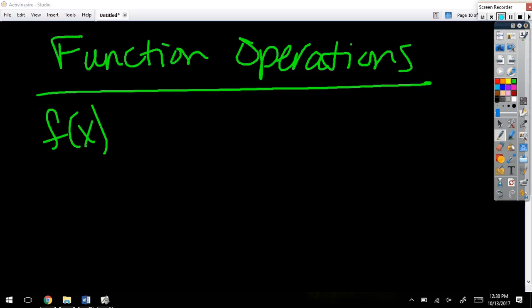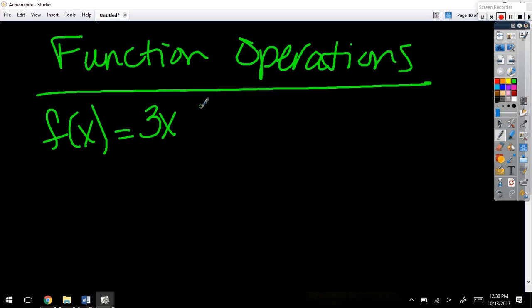Function operations. We're going to talk about operations with functions, and I'm not going to spend a real long time going through the basic operations because I want to spend our main amount of time on composition. But what we'll do is we'll define some functions.